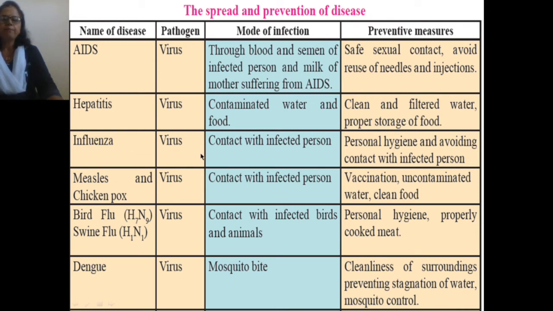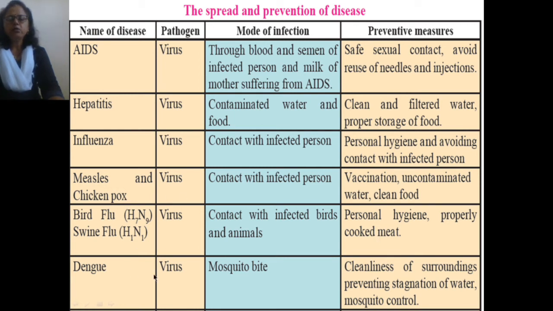Then influenza. Virus, spread by contact with an infected person. What do we have to do? Personal hygiene and avoiding contact with an infected person. Then measles and chickenpox. You know these. They are also caused by a virus. Mode of infection is also contact with an infected person. Preventive measures: vaccination, uncontaminated water and clean food. Then bird flu and swine flu. Bird flu is H7N9 and swine flu is H1N1. They are also caused by a virus, through contact with infected birds and animals. When the birds and animals are infected, then swine flu and bird flu are caused. Prevention: personal hygiene, properly cooked meat.